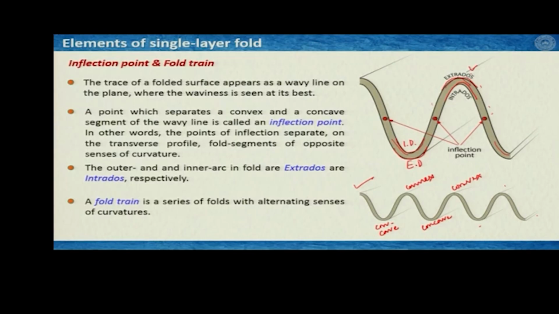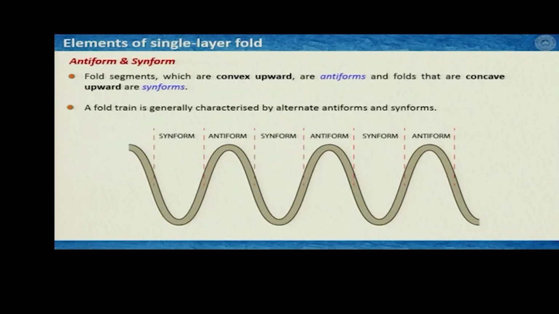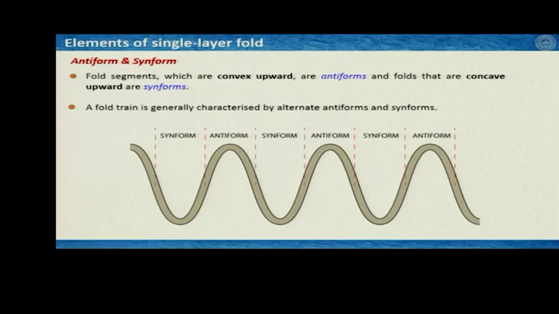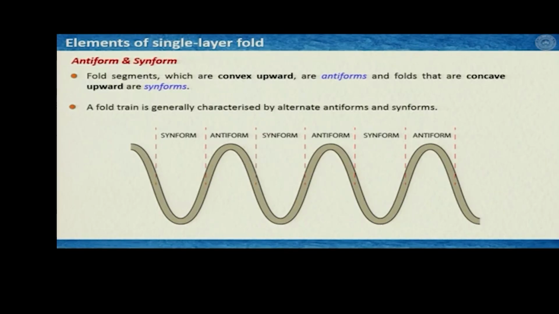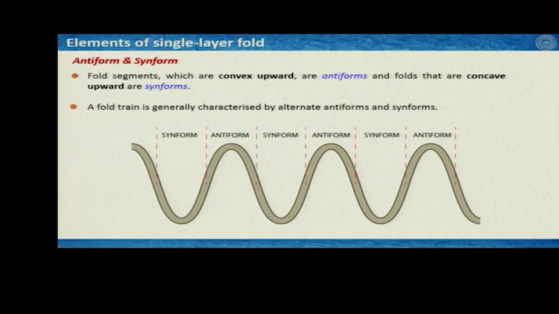Now, with this concept of inflection point, fold train, extrados and intrados, let us move to the next element. What we learn here are two very important terminologies related to fold geometry and fold description: antiform and synform. Fold segments which are convex upward are antiforms, and the folds that are concave upward are synforms. So, a fold train is generally characterized by alternate antiforms and synforms. Now we define the fold train with the help of antiform and synform.